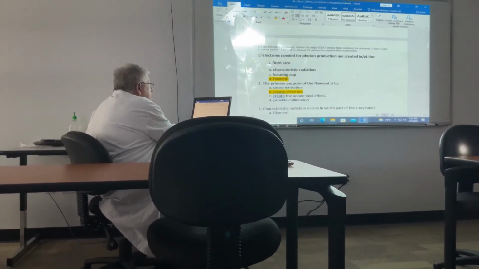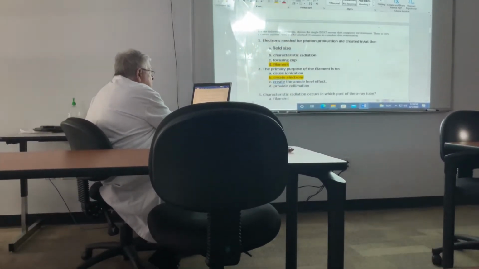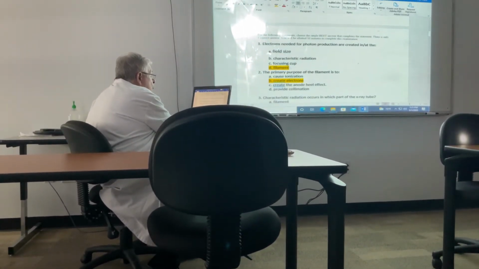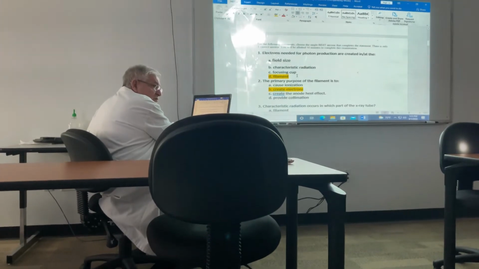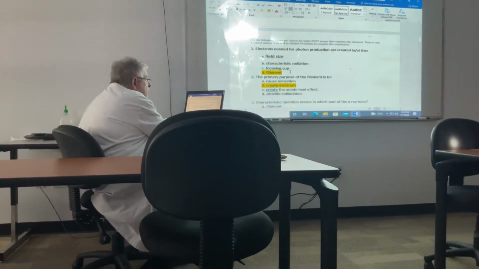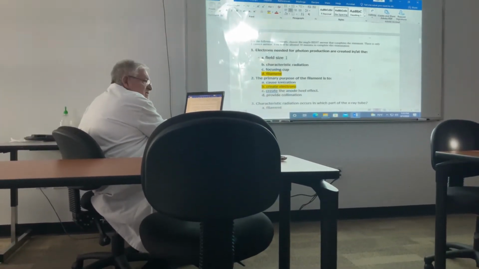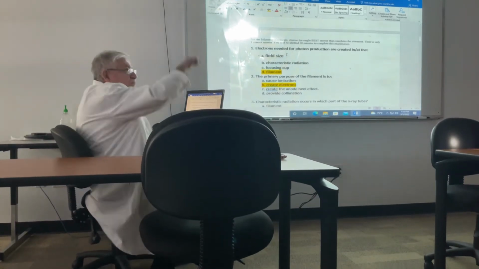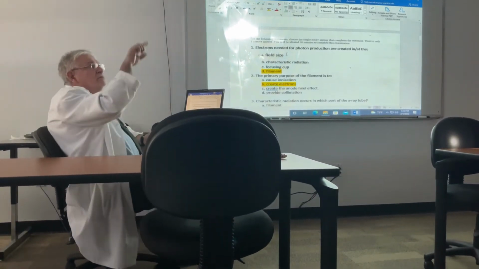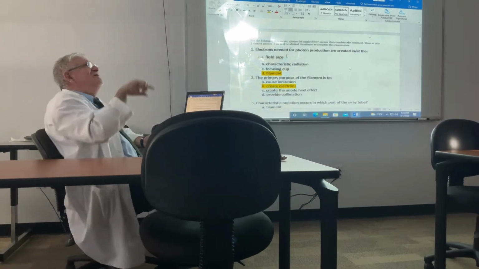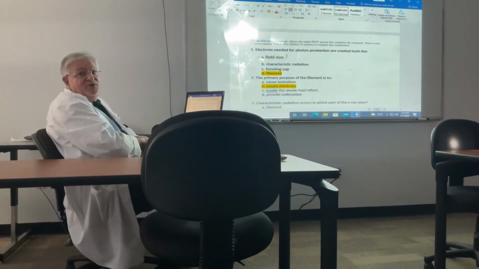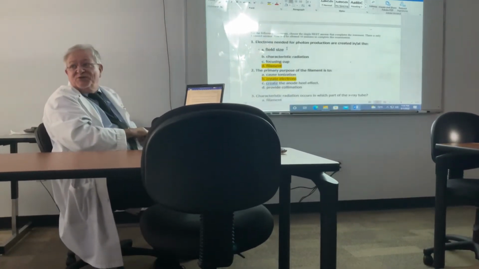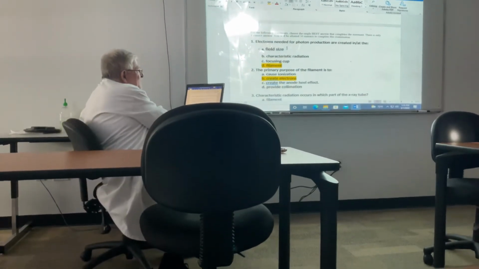The big thing to understand is everything starts at the filament. Which side is the filament on? Cathode, good. Everything starts there, okay? It's like the toaster being turned on, all right? Field size, I keep telling you, have a perimeter, a frame around your rectangle, right? Okay, a picture frame, sorry, all right?